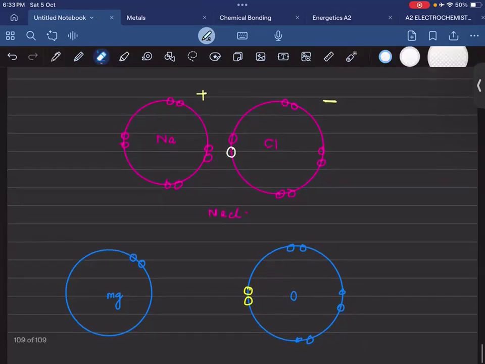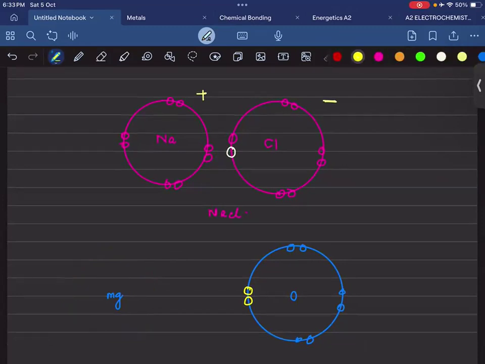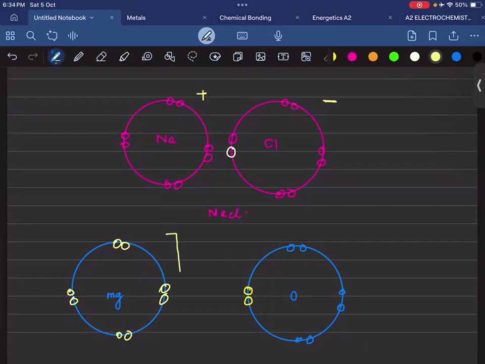When the magnesium has donated its two electrons to this oxygen, how many electrons of magnesium would be left behind? So you will say 1, 2, 3, 4, 5, 6, 7, 8. After the removal of two electrons, it has a plus 2 charge. After the gaining of two electrons, oxygen has a negative charge.